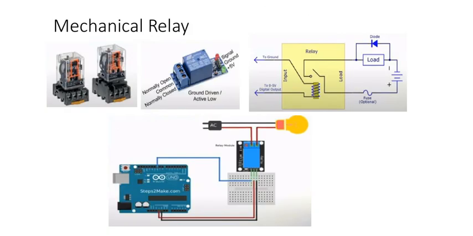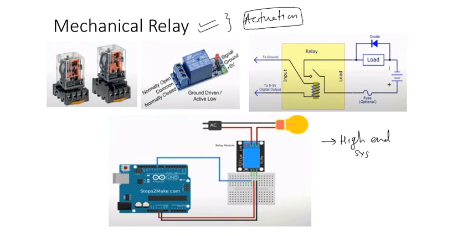Another component is the relay, which is most often used in actuation. Because in your embedded system applications, you need to use components which govern some high-end system. So what is the meaning of high-end system? Your microcontroller works on a 5-volt power supply, right? But in real time we need to operate high-voltage devices such as a refrigerator, and there are so many other high-voltage devices.